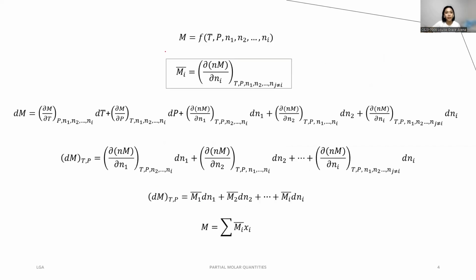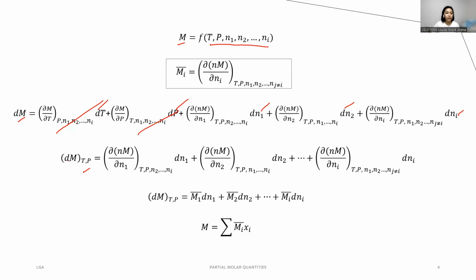So as I've said earlier, the extensive thermodynamic property M is a function of these properties. So any change in the total molar quantity of any extensive thermodynamic property M is brought about by or contributed by the changes in temperature, pressure, and molar compositions of all the components in the system. And if we hold the temperature and the pressure constant, then these first two terms will be canceled out because there will be no change in temperature and no change in pressure.